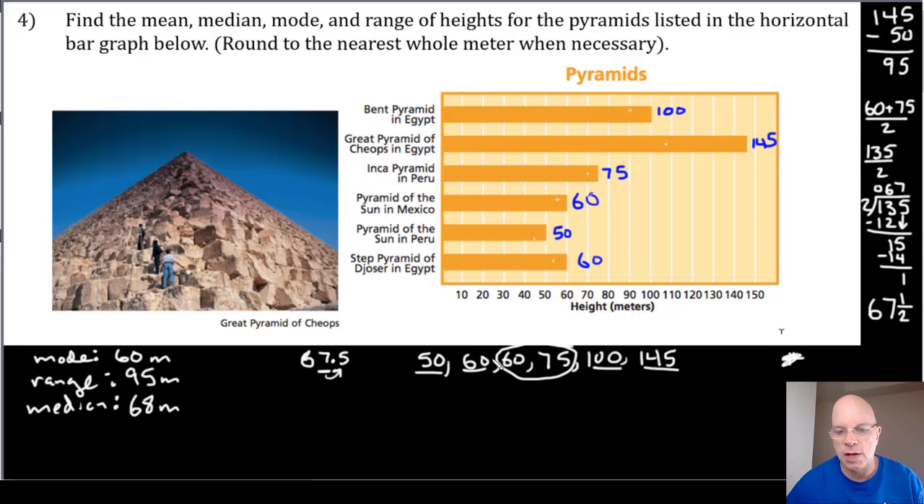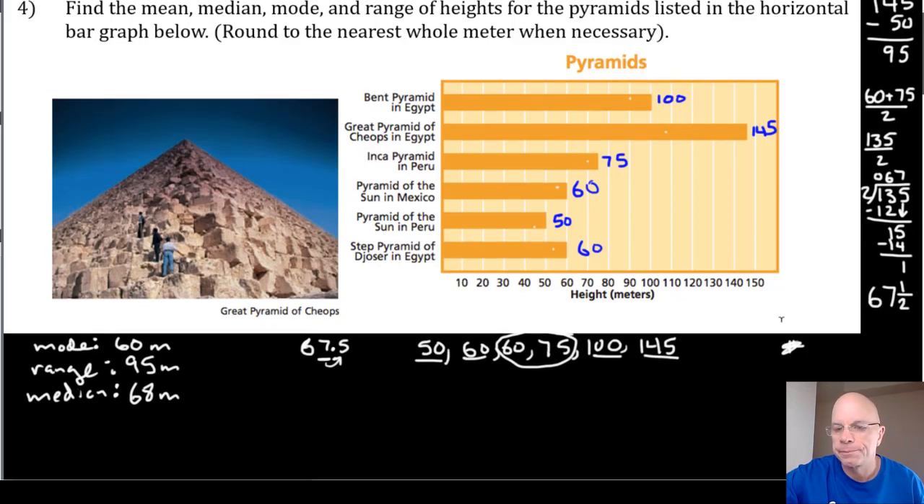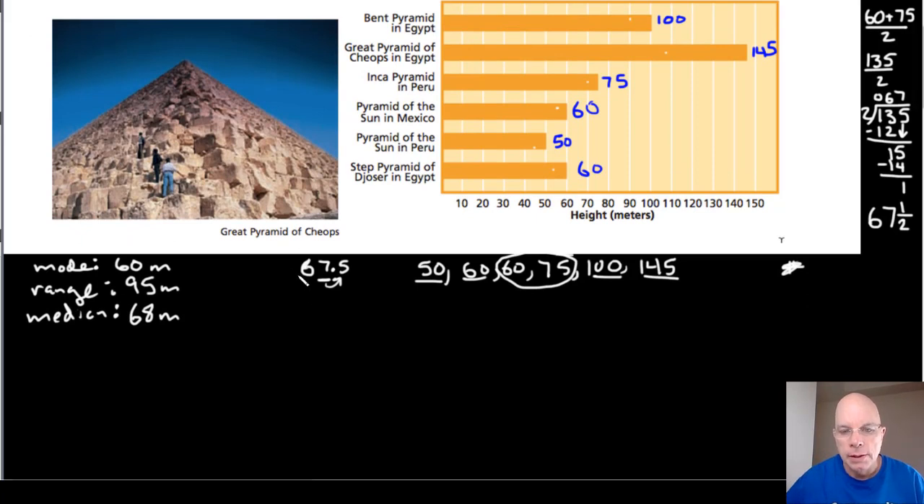The average, or the mean, is the sum of these 6 numbers divided by 6. And so let me write an expression. I'm going to scroll down a bit. 50 plus 60 plus 60 plus 75 plus 100 plus 145. That sum will be divided by 1, 2, 3, 4, 5, 6 pieces of data.